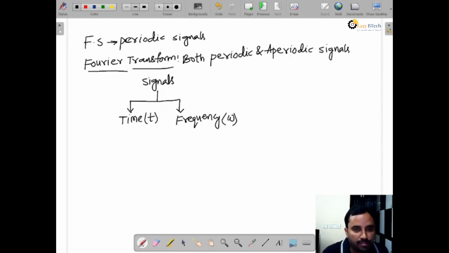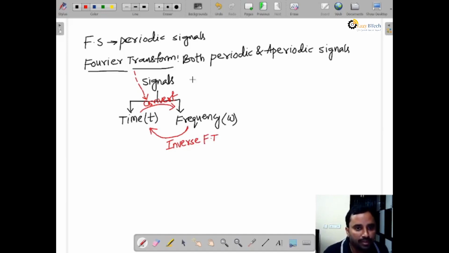Conversion from time domain to frequency domain can be done with the help of Fourier transform. If you want to convert a signal from frequency domain to time domain, that is called the inverse Fourier transform.